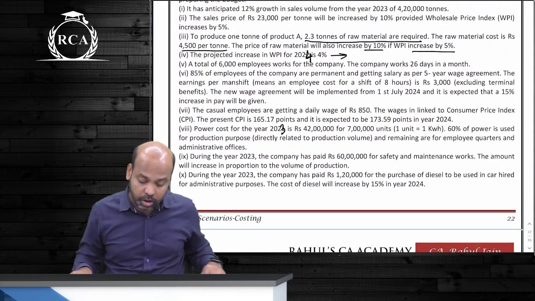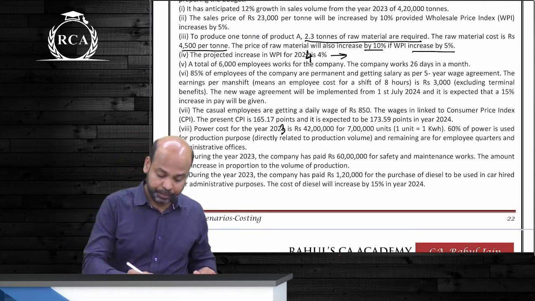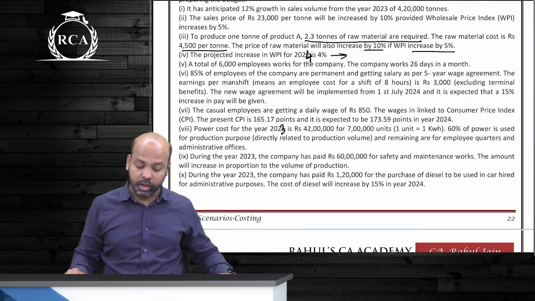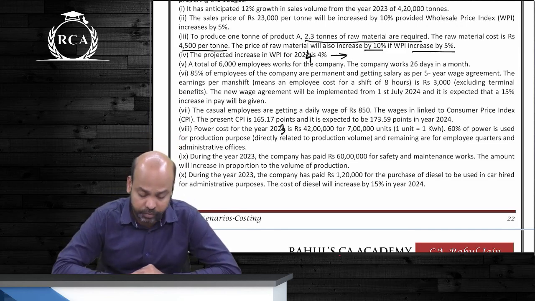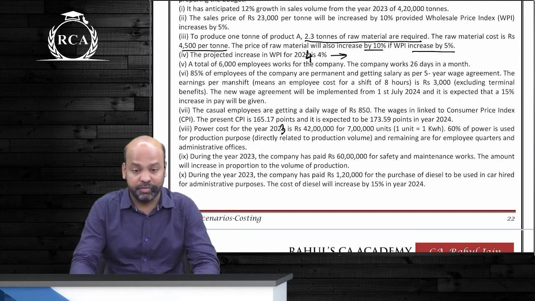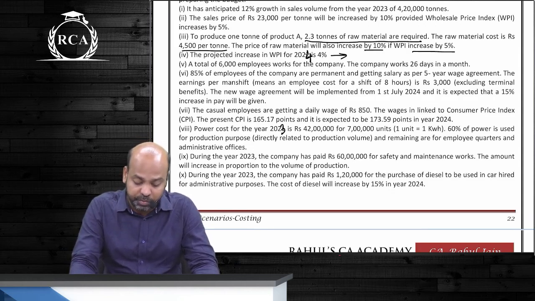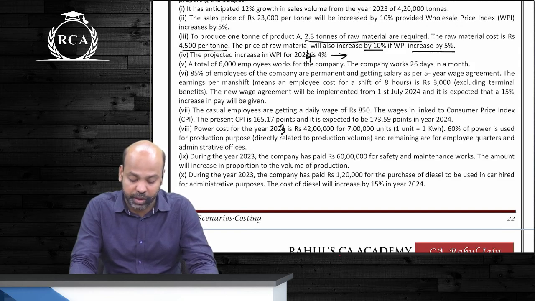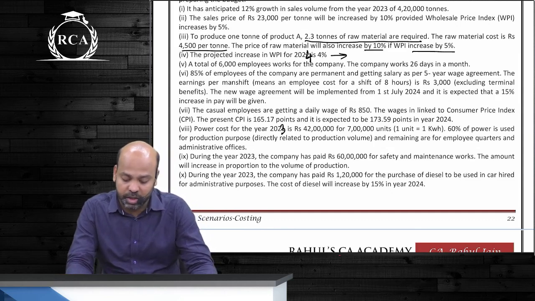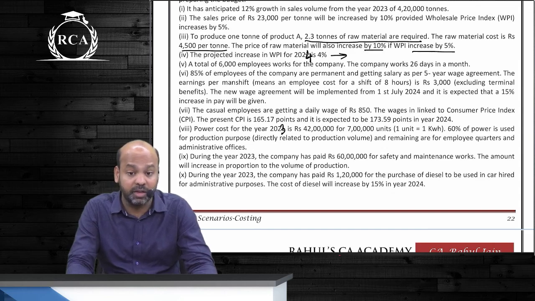Now a total of 6,000, ये point important है बेटा, अभी तक जो किया it was pretty normal. Now pay attention. A total of 6,000 employees work for the company, works 26 days in a month. 85% of employees are permanent and they're getting salary as per a 5-year wage agreement. The earnings per man shift is 3,000 rupees. That means per day you will give them 3,000 excluding terminal benefits. Gratuity जो देना है वो अलग से देंगे. The new wage agreement will be implemented from 1st of July 2024 and it is expected that a 15% increase in pay will be given.